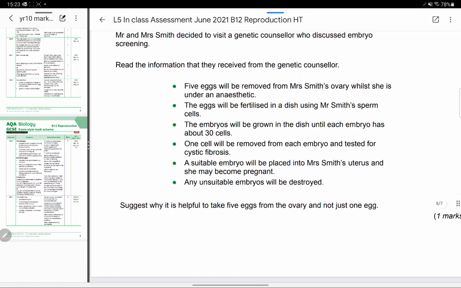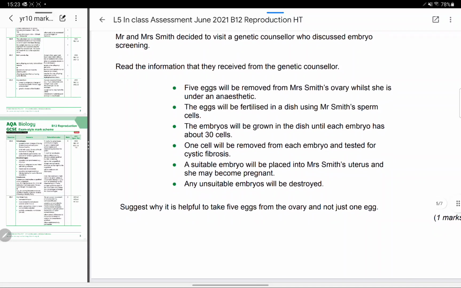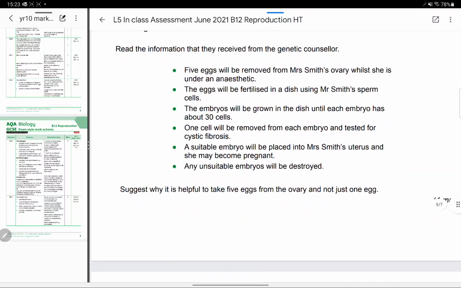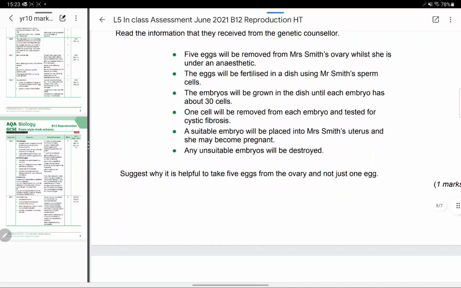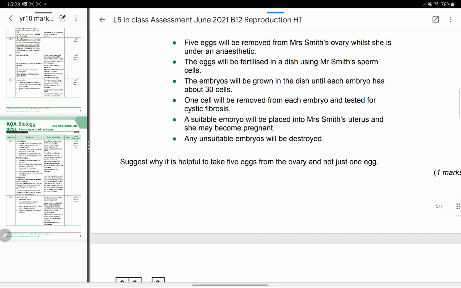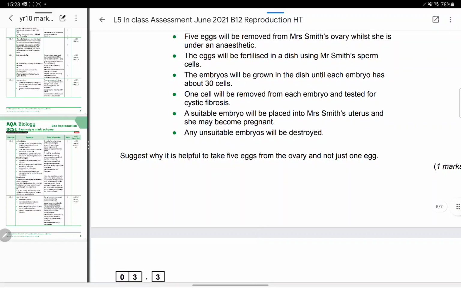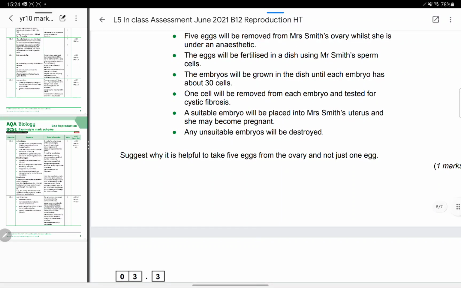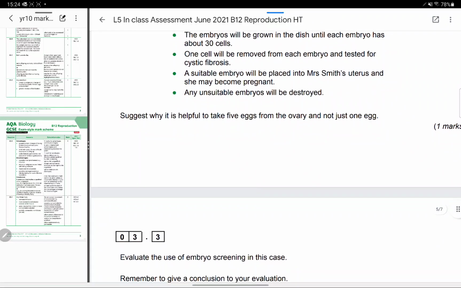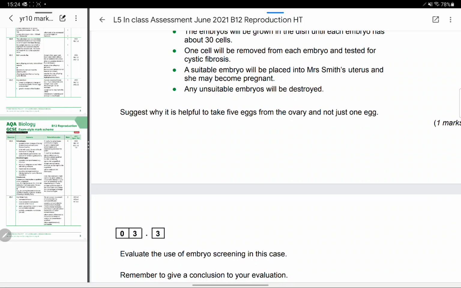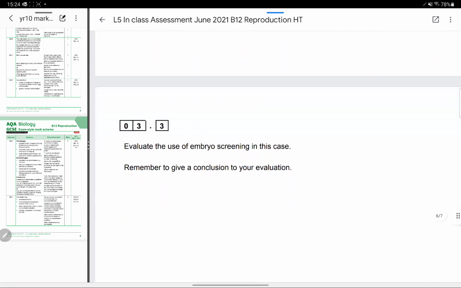5 eggs will be removed from Mrs. Smith's ovary while she's under anaesthetic for embryo screening. The eggs will be fertilised in a dish using Mrs. Smith's sperm. The embryos will be grown in the dish until each embryo has had 30 cells. 1 cell will be removed from each embryo and tested for cystic fibrosis. A suitable embryo will be placed in Mrs. Smith's uterus and she may become pregnant, and only unsuitable embryos will be destroyed. Suggest why it's helpful to take 5 eggs from the ovary, not just 1. Well, that's quite straightforward. That increases the chance of having a child that doesn't have cystic fibrosis.